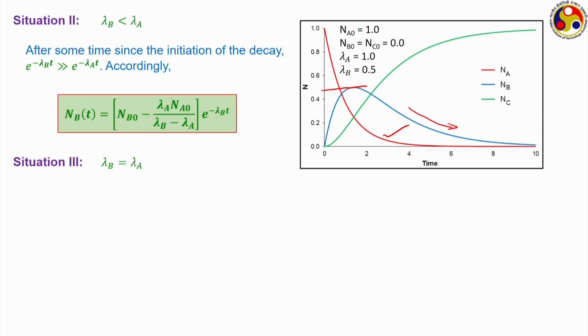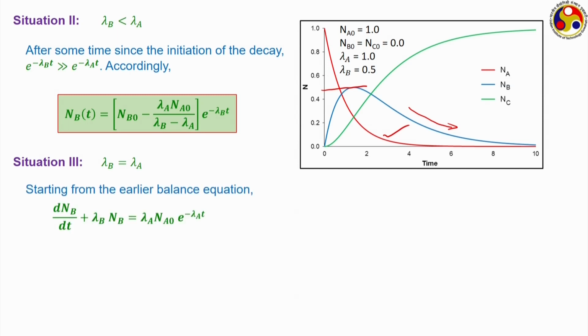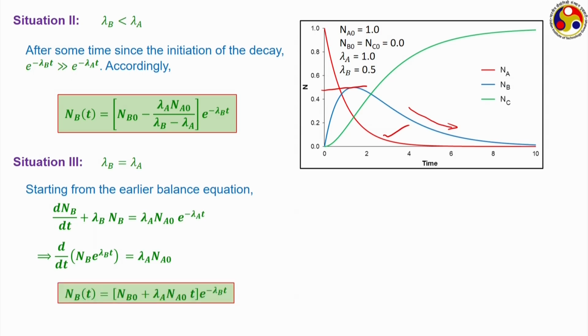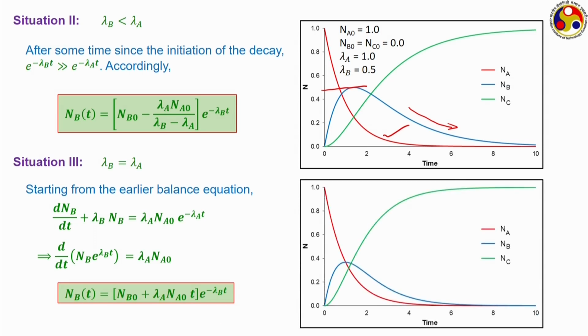And now, the very interesting situation where we can have lambda A and lambda B equal to each other. Now, the previous mathematical expression we can't apply here, because that will lead us to a 0 by 0 kind of situation. Rather, we can go back to the earlier balance equation to write something like this, and we can straight away solve this again by multiplying both sides with e to the power lambda B t. We get this particular form, and finally, the corresponding expression of N B as something like this. So, if we represent it graphically, this is the graphical form that we are getting, which has been plotted considering both lambda A and lambda B to be equal to 1.